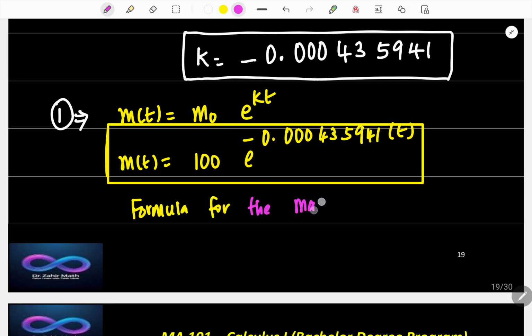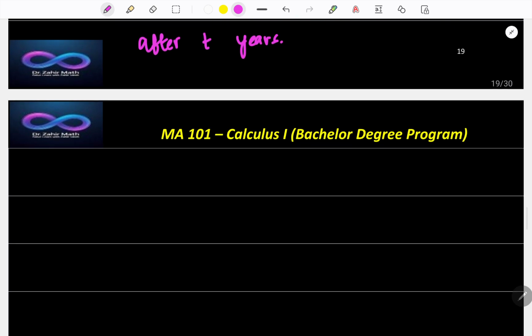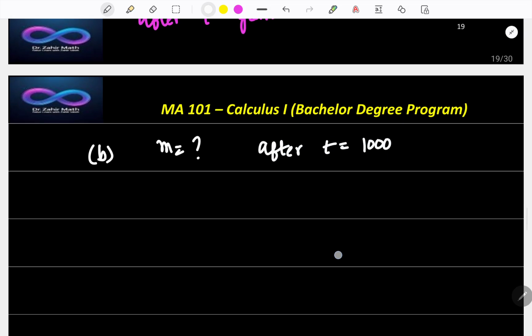This is the formula for what? Mass of the sample, right? This is the A question, right? That is after t years. You can write it as after t years, something like that. Okay, right. Now, what is your B question? Your B question is you are going to find the mass after how many years? t is equal to 1000 years. After how many years? t is equal to 1000.